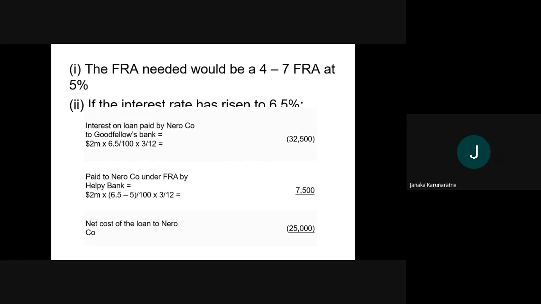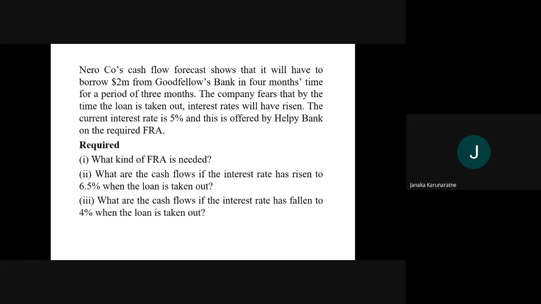Let's say the current interest rate is 5%. So even though the interest rate rises to 6%, I am only paying at the current rate of 5%. That is the basic principle, because the other party will bear my cost. The FRA rate is 5% here, the current interest rate, and this is offered by the bank.